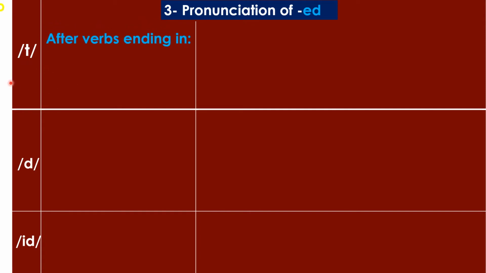After verbs ending in p sound, for example, we have here helped. So we say helped, and this is the phonetic transcription of the verb. دي الكتابة الصوتية helped. Okay. هنا فال ed بعد p sound نطق t sound. So don't say helped with a d sound, say helped with a t sound. Okay. After k, so we have here look, looked. Okay. This is the phonetic transcription of the verb. طبعا هنا الكتابة الصوتية للفعل.